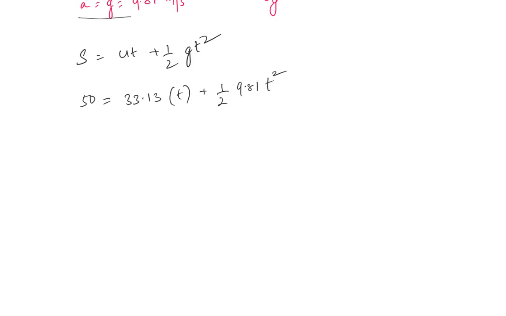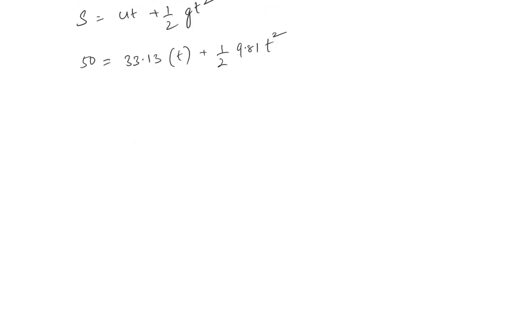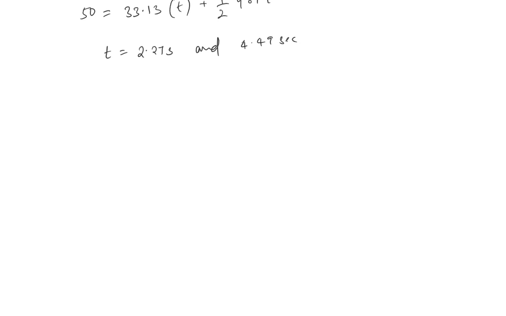Okay, so once you apply the minus b plus or minus square root of b squared minus 4ac formula, you move things around and apply that formula, you get the value of t. I'll leave that as practice work for you. The value of t is 2.27 seconds and 4.49 seconds. And we've discussed in the past why we get two values for t.